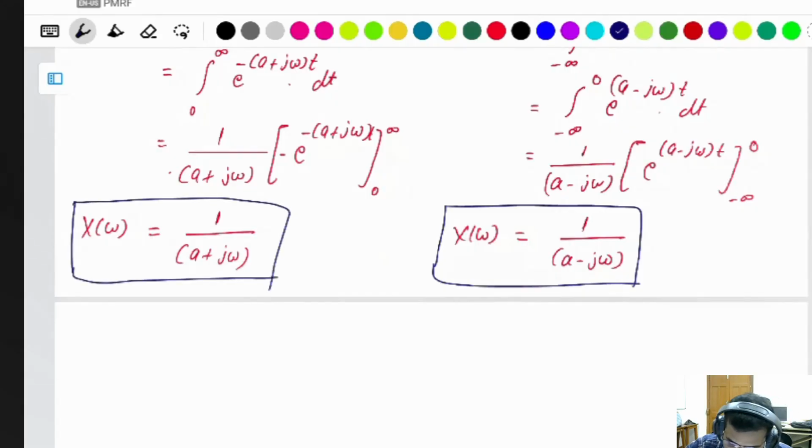Simple way, if you reverse the t, invert the t as t is minus of t, then simply you invert the omega also.